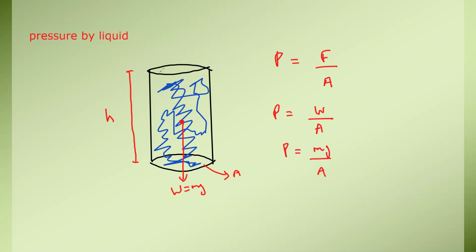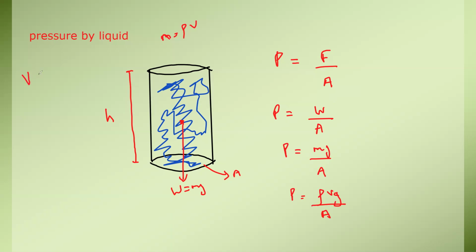What about the mass? The mass I can represent in terms of density and volume. So it will be density multiplied by volume. So in place of the mass, I can write density into volume, divided by area. What about the volume of this liquid? Because the container is completely filled with the liquid, the volume of the liquid is the same as the volume of the container.